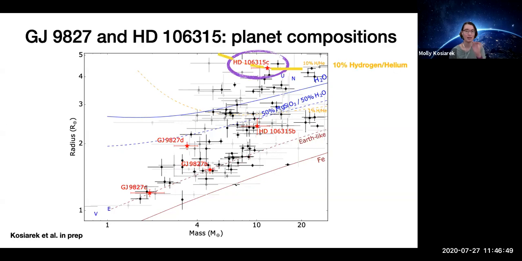Then lastly, HD 106315 c is located near our own ice giant planets. It has a much lower density. It's too low to be explained by water alone, and it's consistent with having a 10% hydrogen-helium envelope. So we then wanted to explore the compositions of these planets a little bit further by comparing them to model grids.